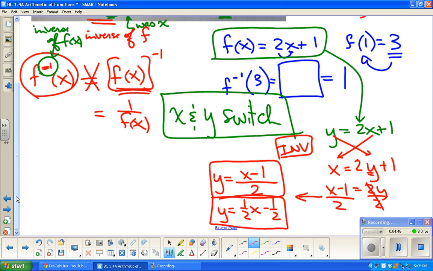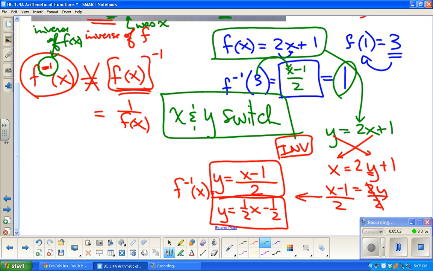Also worth noting, this is f inverse of x. Now, if that's true, what I said back here was, if we do, I'm just going to use the x minus 1 over 2 version of this to see if it actually works. Put 3 in here.